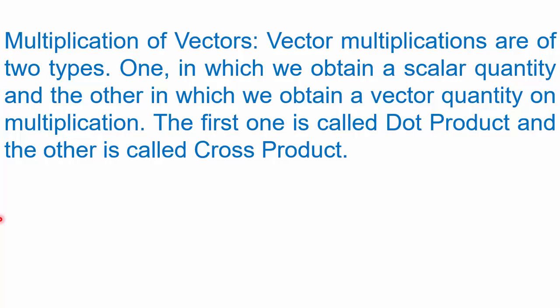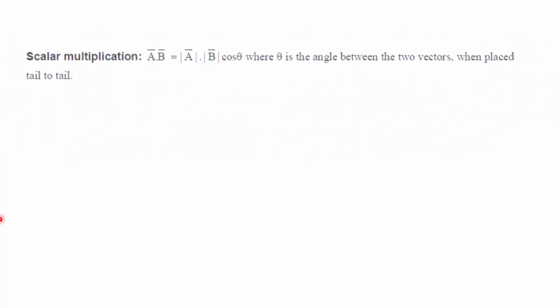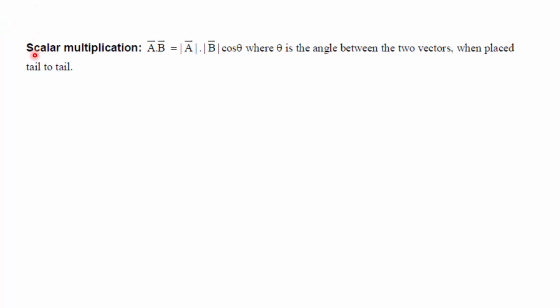That means when you multiply two vectors, you can get a scalar, or when you multiply two vectors, you can get a vector. The product of two vectors, if it gives you a scalar, is called a dot product, and if two vectors multiply and give you a vector quantity, then you say it's a cross product. Now let us deal with multiplication of vectors which will give you a scalar quantity, and that's called dot product.